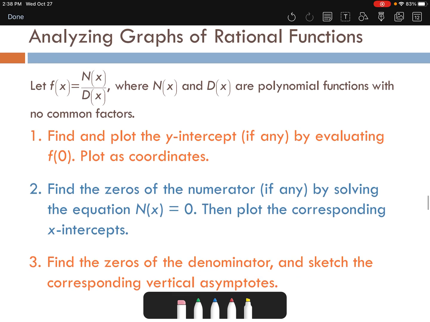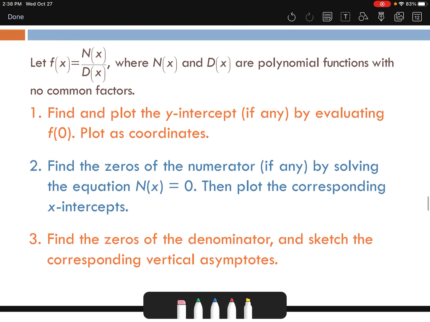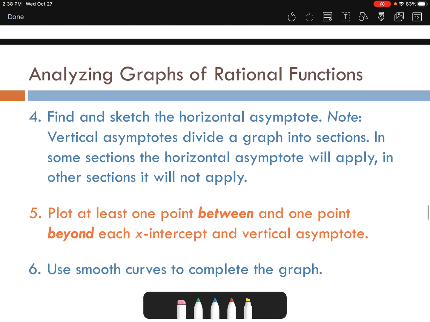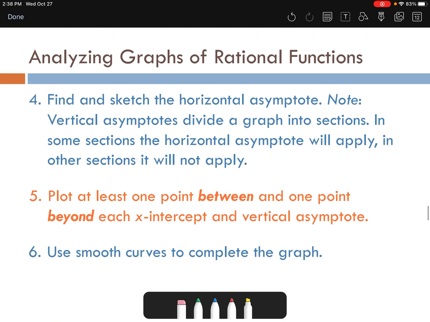To do that, we're going to find and plot a y-intercept by evaluating f of 0. We're just going to plug 0 in for x, and then plot it as coordinates. We're going to find the zeros by setting the numerator equal to 0 and solving for x, and then we'll plot those. Then we'll find the zeros of the denominator, because that's where our domain comes into play, or our vertical asymptotes, and we'll sketch those. Then we'll find the horizontal asymptote and sketch it.